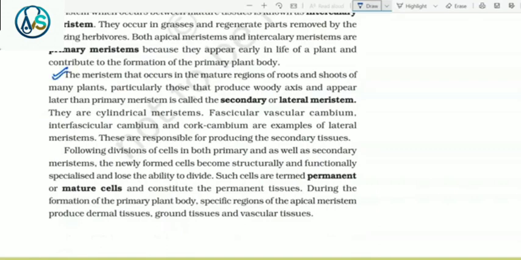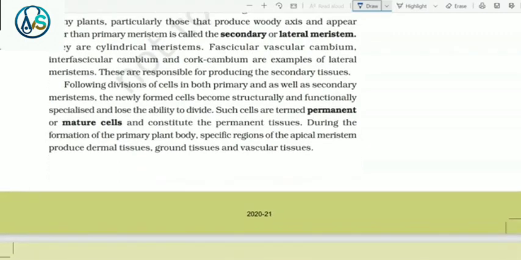The meristem that occurs in the mature regions of roots and shoots of many plants, particularly those that produce woody axes, and appears later than primary meristem, is called a secondary or lateral meristem. They are cylindrical meristems. Fascicular vascular cambium, interfascicular cambium and cork cambium are examples of lateral meristems. These are responsible for producing the secondary tissues.